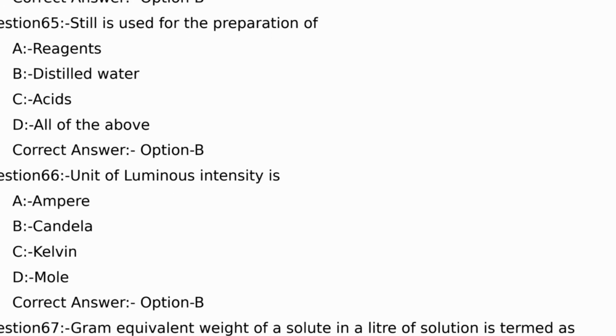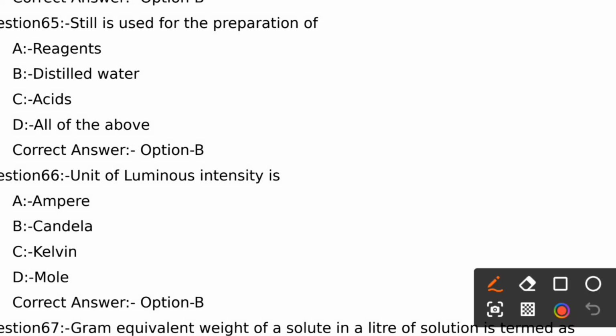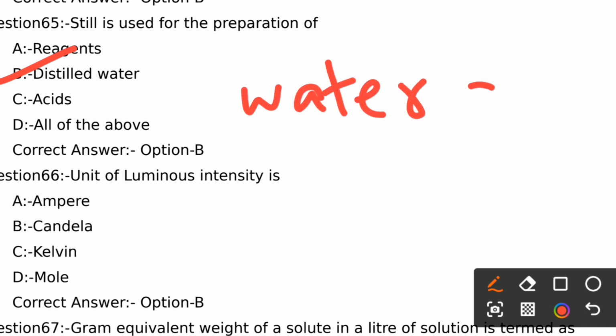Next question. Still is used for the preparation of. Still is an equipment and it is used for the preparation of options. Option A, reagents. Option B, distilled water. Option C, acids. Option D, all of the above. The right answer is option B, distilled water. Water still is used for the preparation of distilled water.